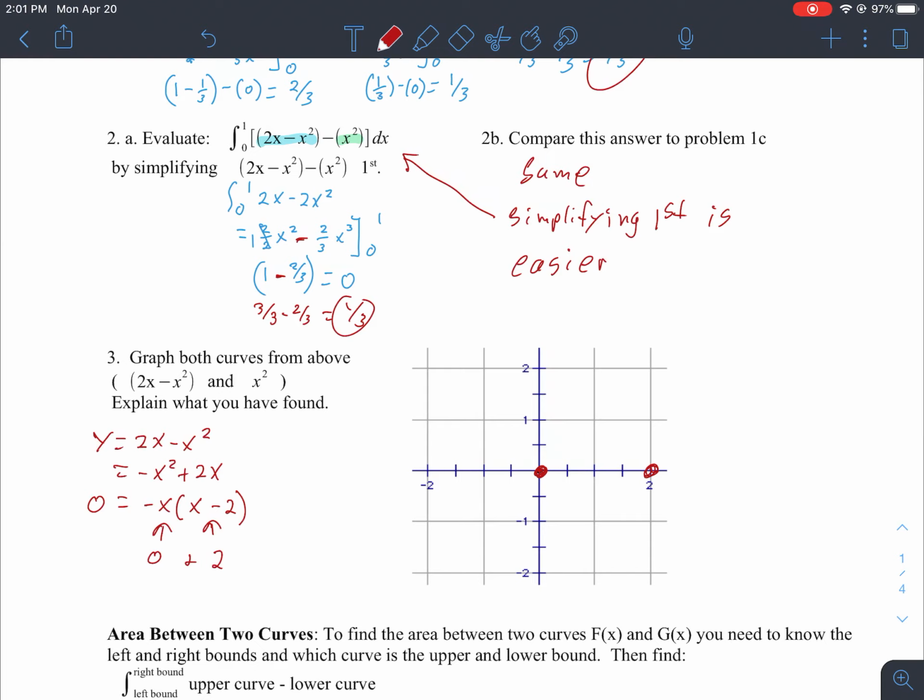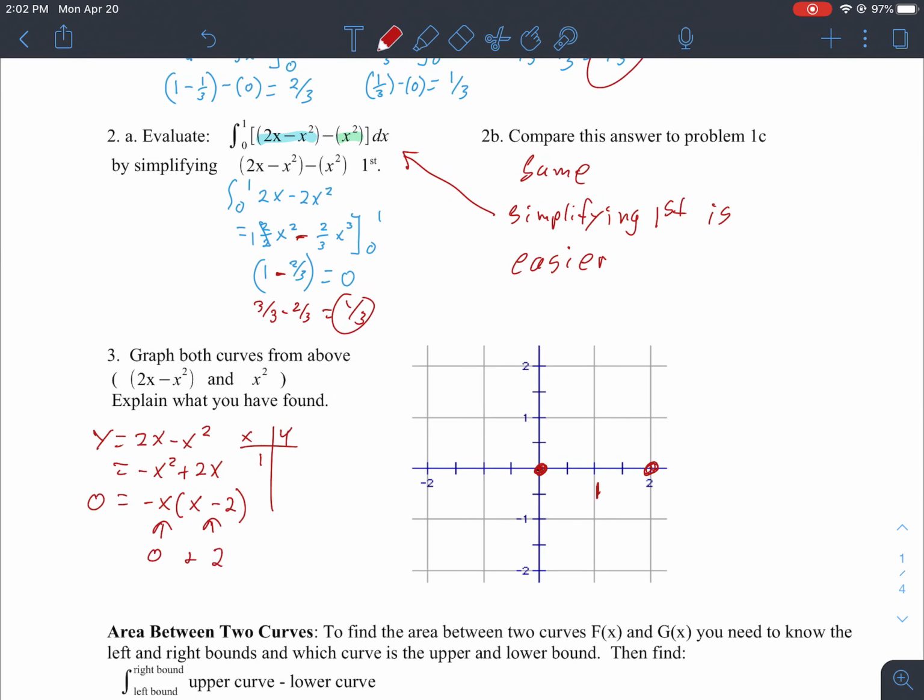So then now if I plug 1 into a table, I get 2 minus 1 squared. I get 2 minus 1, which is 1. So 1, 1. Okay, so it looks like this.